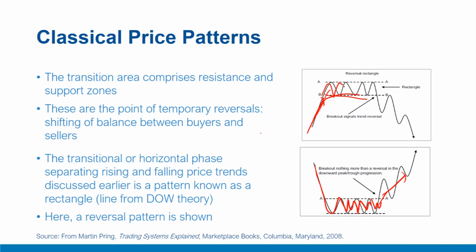The transition or horizontal phase here, as we saw, separating rising and falling price trends, is a pattern known as a rectangle. So this is often referred to as the rectangle pattern because prices fluctuate inside the rectangle. This corresponds to the line formation developed from the Dow theory, so it is similar to that line formation. The rectangle, as we see in this figure, marks the turning point between the bull and bear phases like this, and this is termed a reversal pattern.